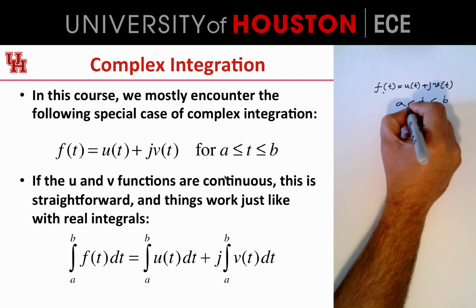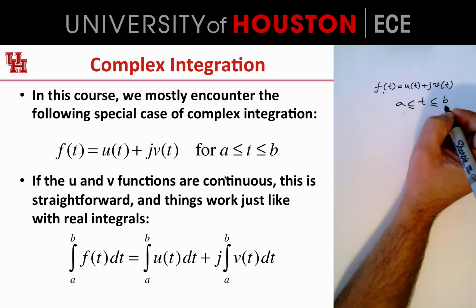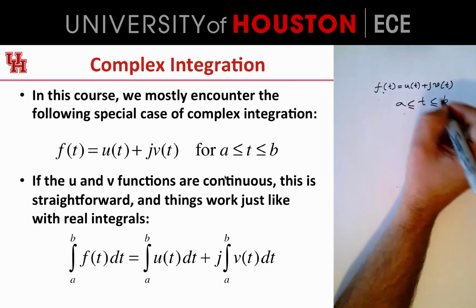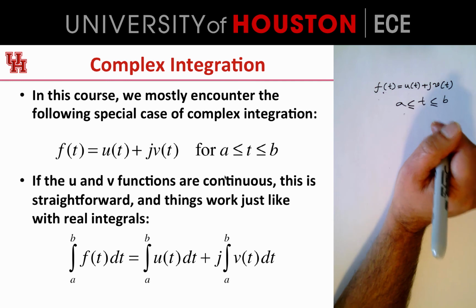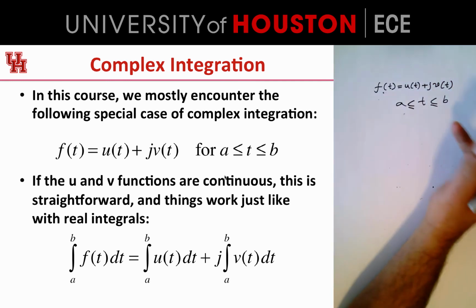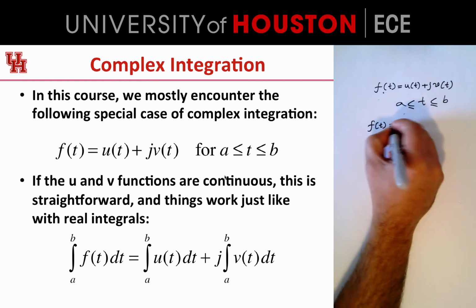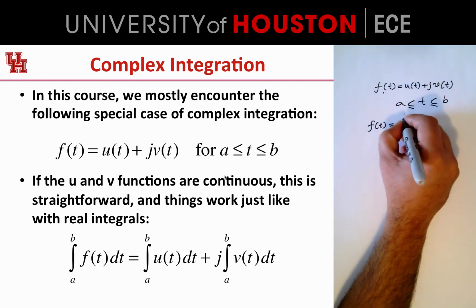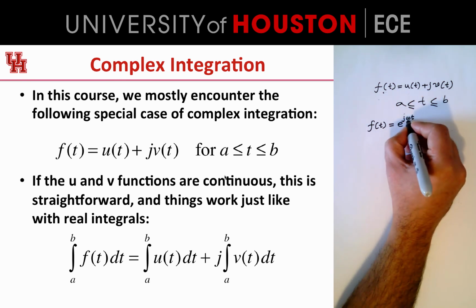And in fact, it can also become equal to a or equal to b. It can be in either an open or closed interval. Now, this is a case of what we call a parametric function. Let me give you an example of a function like that. Suppose f of t is e to the j omega t, where omega is some real number.